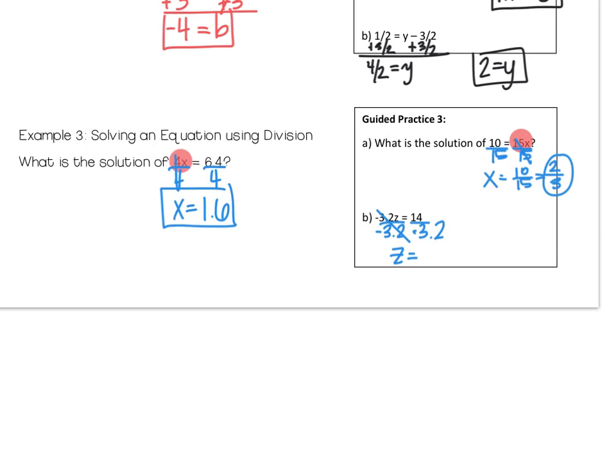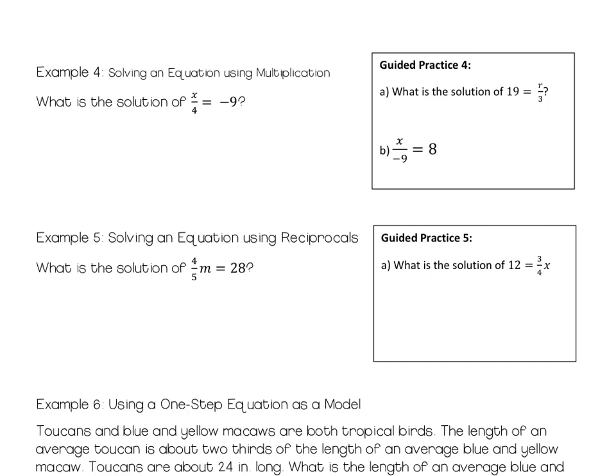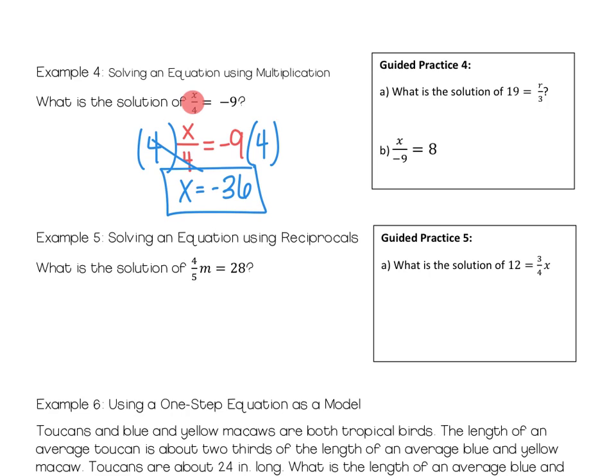And you get negative 4.375. Example 4, find your variable. Happens to be there. It's divided by 4, so the opposite of that, and I'm going to rewrite the equation so I can show you. The opposite of that is going to be to multiply by 4. Whatever you do to one side, you have to do to the other. So you get x equals negative 36, and that's your final answer.